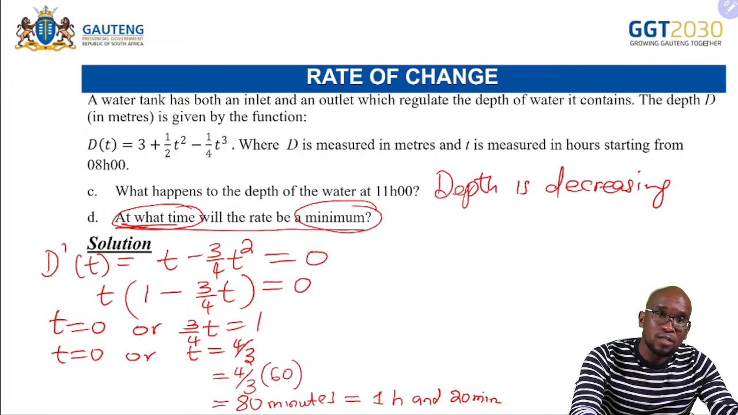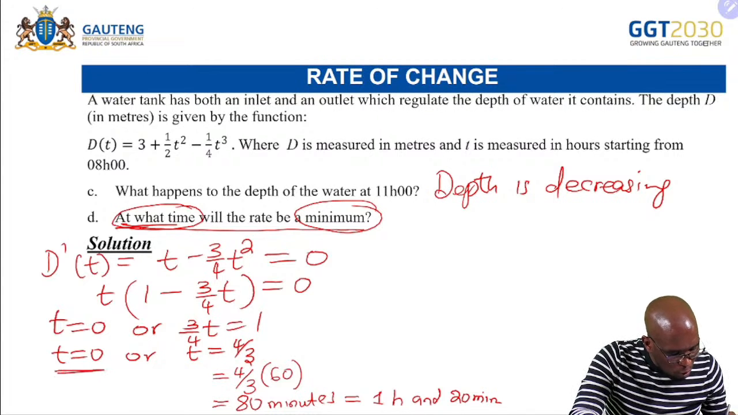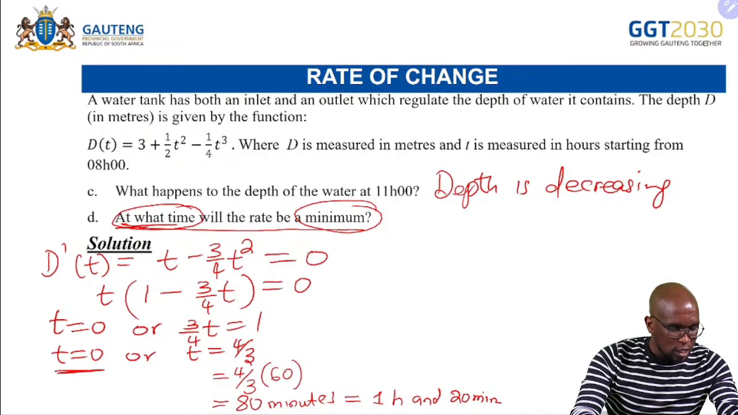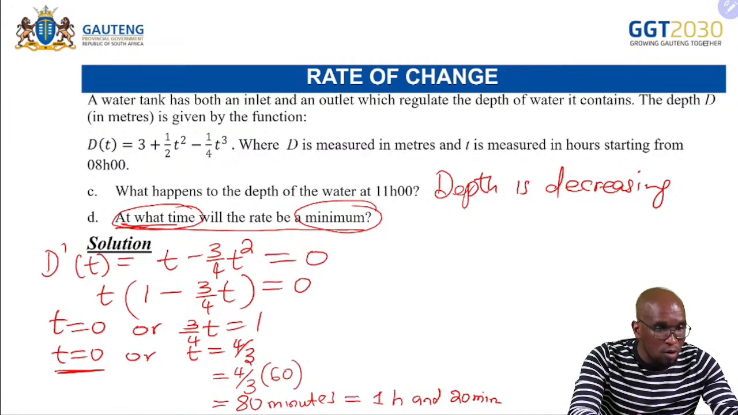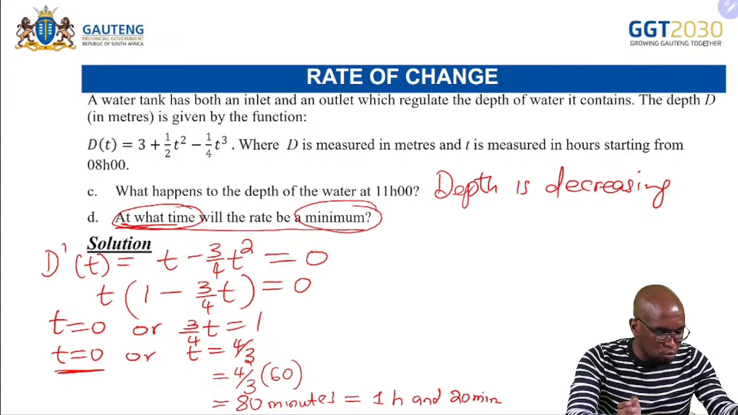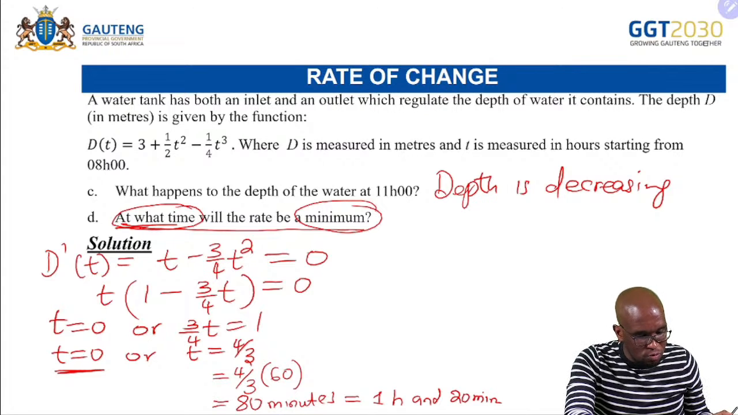That is 80 minutes. It's 1 hour and 20 minutes. Now, we go back and answer our question. It will take us 1 hour and 20 minutes for the rate to be a minimum.